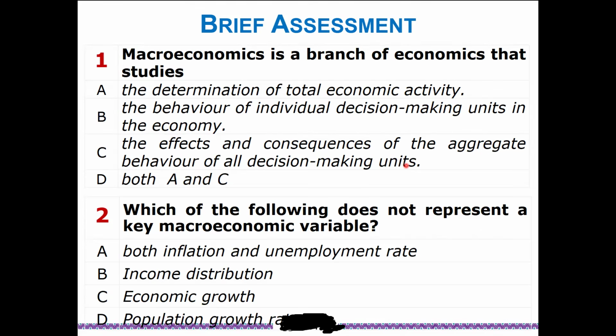So they're saying both inflation and unemployment. No, these are macroeconomic variables because inflation affects everyone in the economy as well as unemployment. Income distribution, yes. Economic growth, yes. Population growth rate, no. So the correct answer here is D because it does not represent a key macroeconomic variable, right? And we didn't say anything about population growth rates. So D is the correct answer.